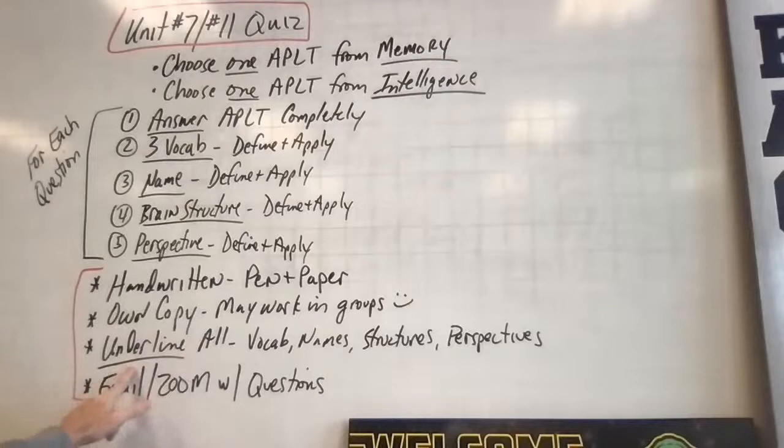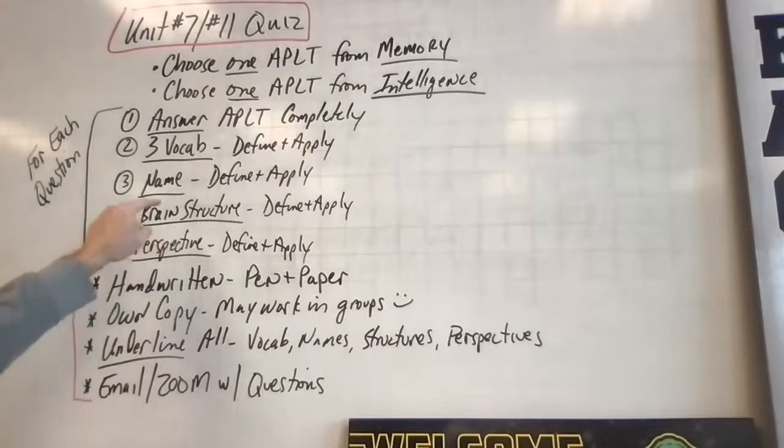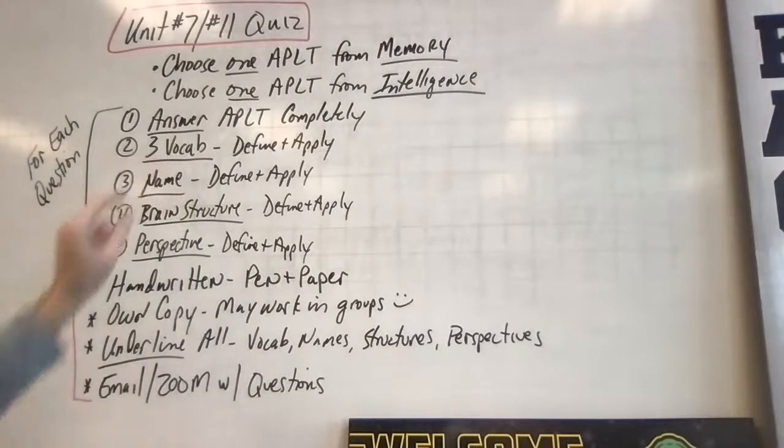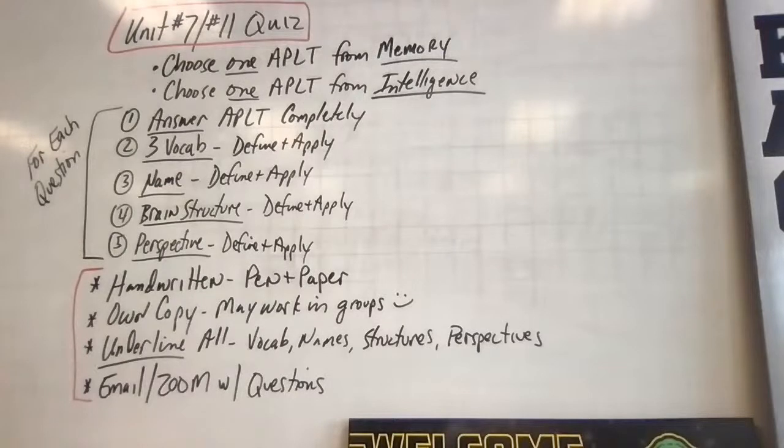Make sure you underline all perspectives, structures, names, vocab, everything that you're adding that is a requirement, so that it's easier for me to grade, but also so that you can keep track of what you've answered. And then email or Zoom me with questions. Just enter the class Zoom. It'll send me an email that you're there, or you can even just email me and say, hey, can I Zoom real quick? And I'm still working all the days, so I should be easy to get a hold of, hopefully, okay?